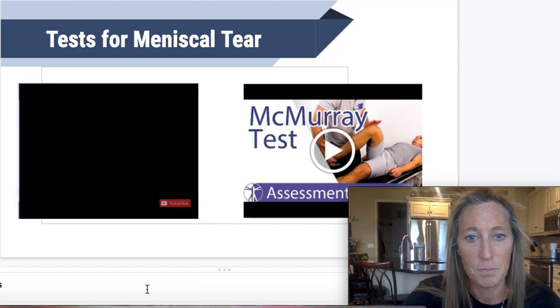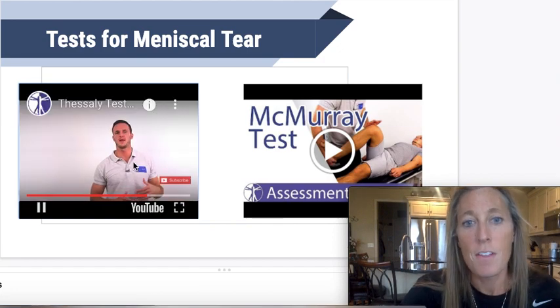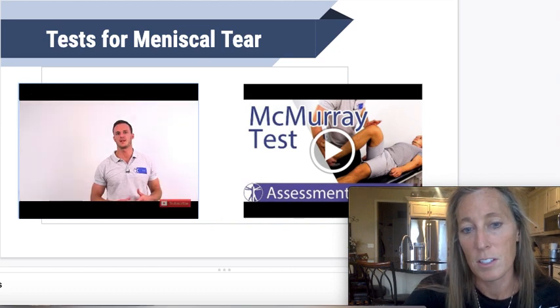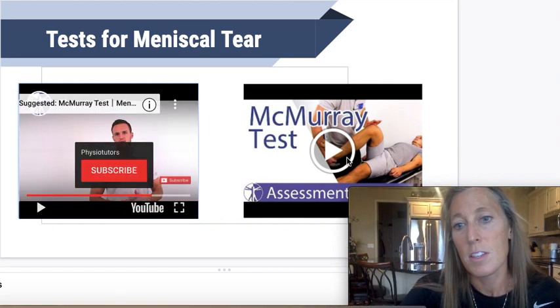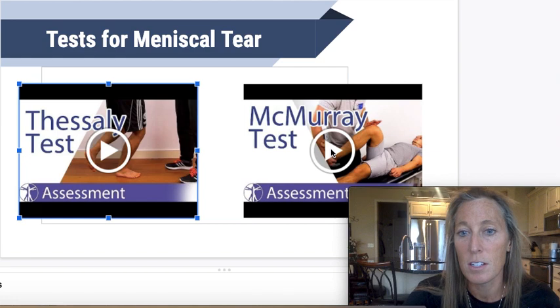This test is positive if your patient is complaining about pain in the joint line during the rotations. The second one is the McMurray test.